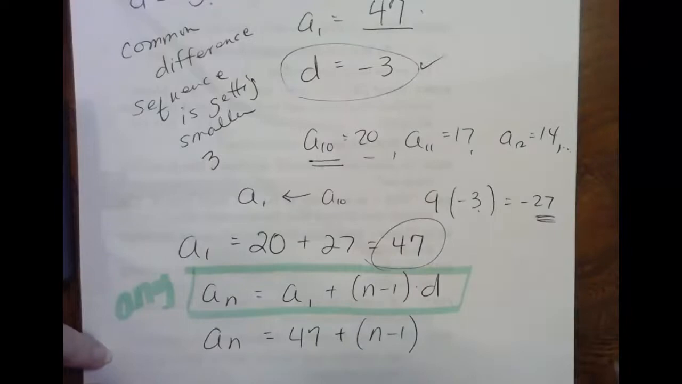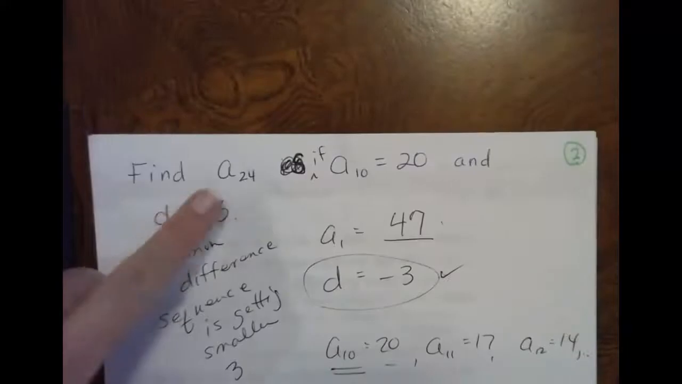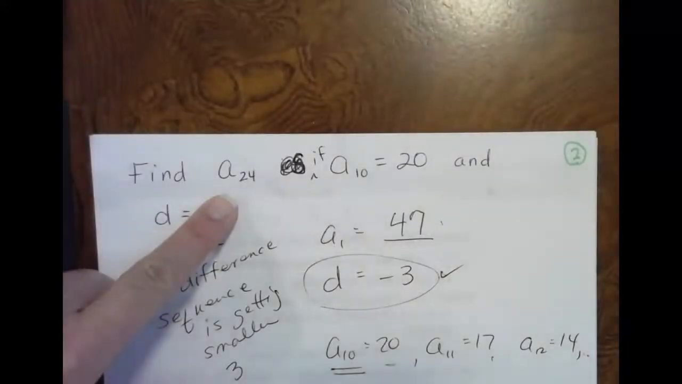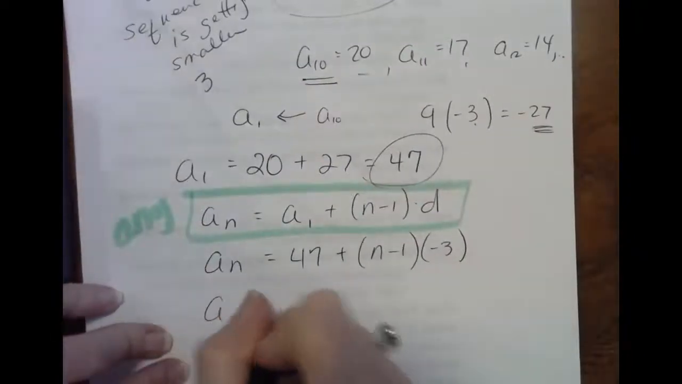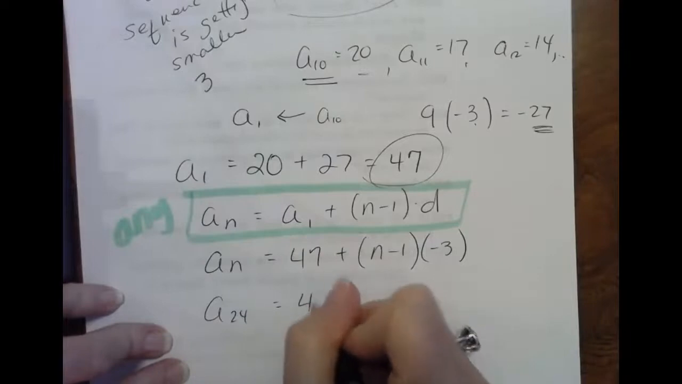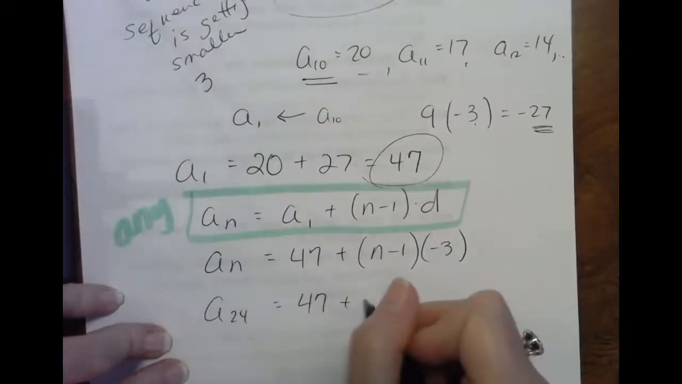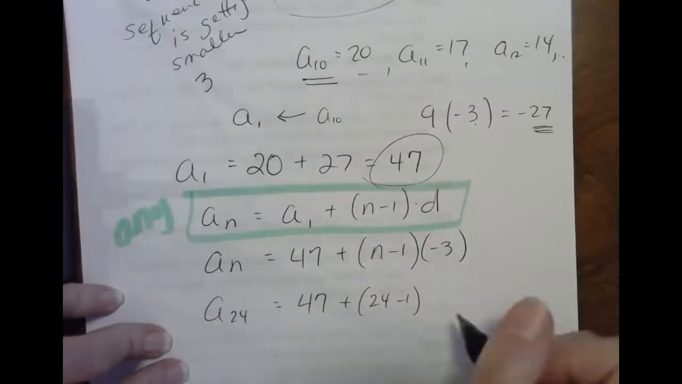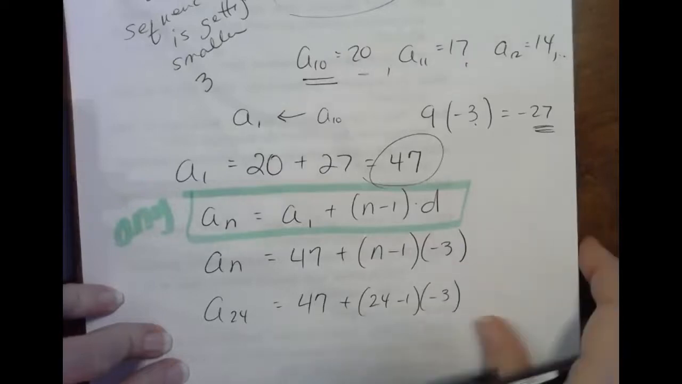The d, of course, is negative 3. Note my use of parentheses. So this is the general rule for finding any term. So if I want a sub 24, I am going to plug in 24 for n. So a sub 24 equals 47 plus 24 minus 1 times negative 3.